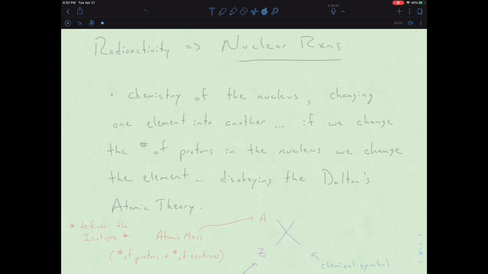Hello, Gen Chem Nation. We are now talking about radioactivity, really now nuclear reactions. And so now we're getting basically into the chemistry of the nucleus.